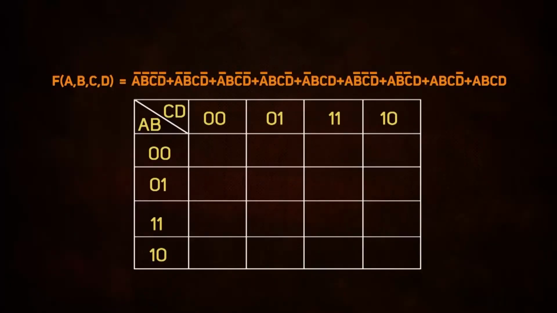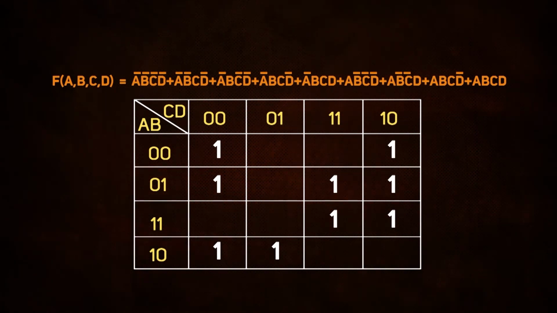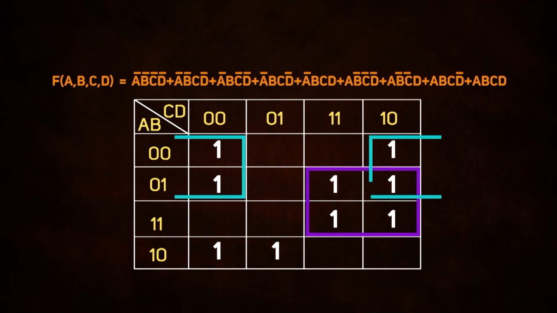Next, map this expression to Kmap. Enter 1 to each term that exists in the given function. The next step is grouping ones. We can form 2 quads from here. Then 1 pair. 3 groups are formed: group 1, group 2 and group 3.